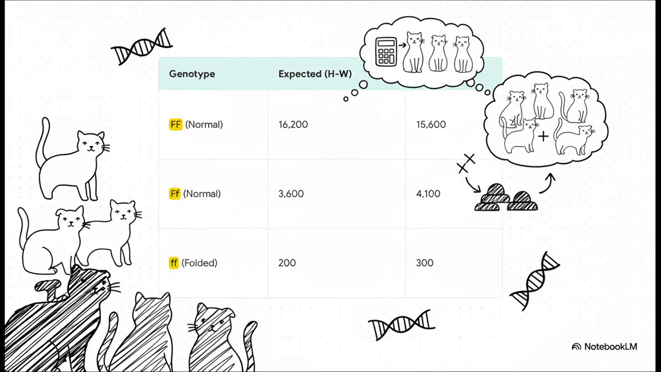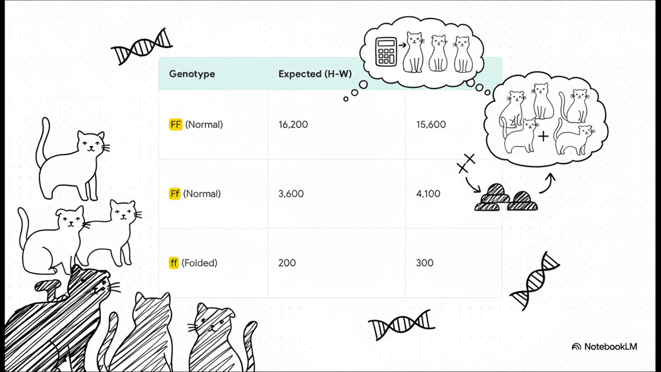So here's the evidence from our cat catastrophe. A few cats end up on an island, and their population grows to 20,000. Using Hardy-Weinberg, we can calculate the numbers we should see if no evolution was happening. That's the expected column. But then we go out and actually count the cats on the island, and we get the observed numbers.